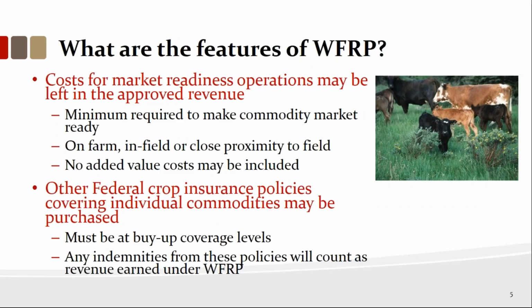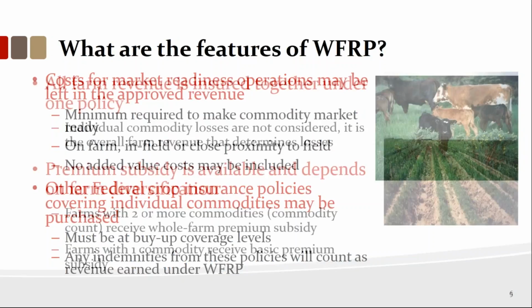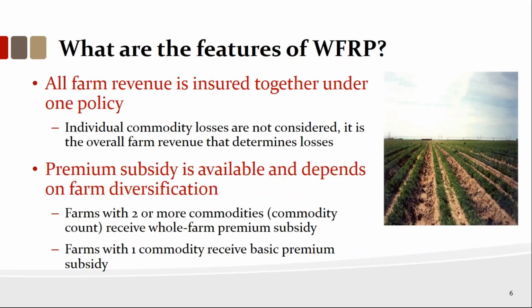Now you've got to remember, any indemnities off that corn, if they bought that corn coverage, count as revenue against their revenue to count also. Because what we're doing is guaranteeing with government payments, with crop insurance, with sales of your crop, you're going to bring in whatever guarantee we guarantee you. It's real money. All farm revenue is insured under one policy.